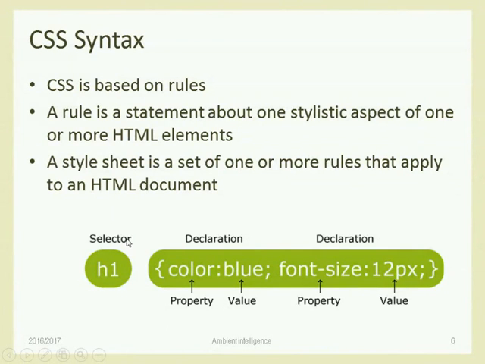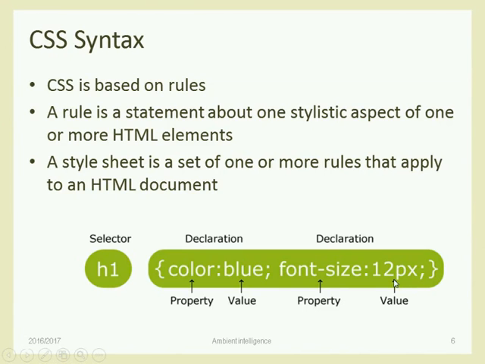This means wherever in the HTML you find an element that matches the selector, in this case H1, so a heading level 1, a title in the page, then apply the declarations to these elements. And what is a declaration? It's a property value pair. So change the property called color into the value blue of what? Of the HTML element matching the selector. Change the font size property to the value 12 pixels.